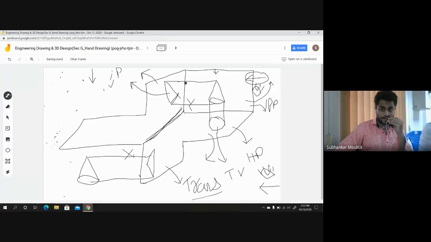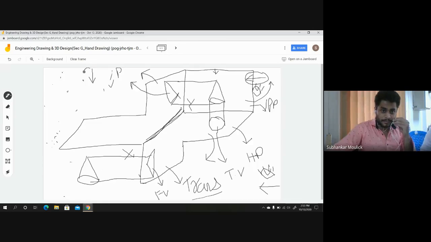And in first angle projection method, first your observer is coming, then your object is coming, and then the plane is coming in which you can see the object. So this is my front view. I can write that this is my front view.